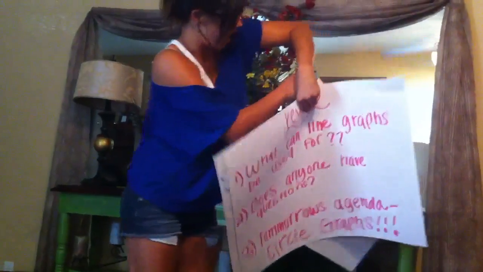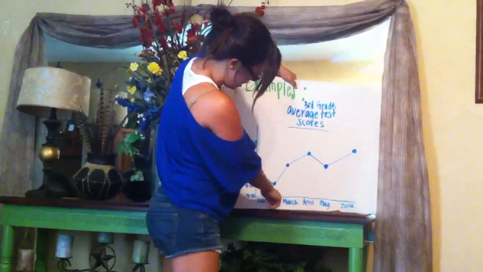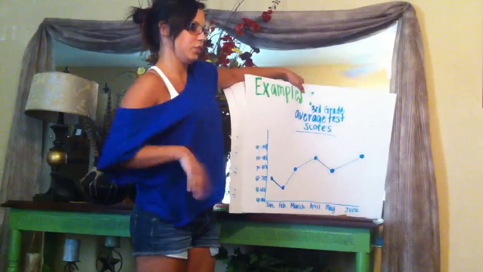So, whenever a line goes down, what does that mean? So from January to February, what did the chart do? It went down, it decreased. Good job, Andy. Yay! Okay.